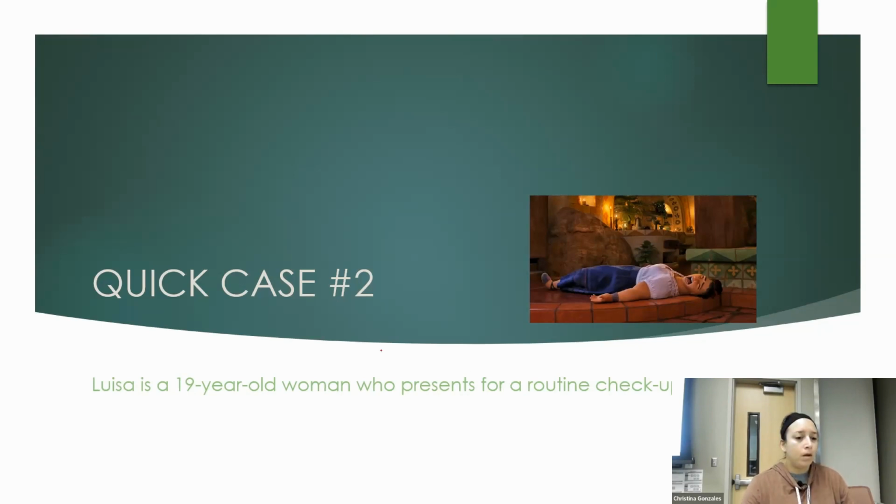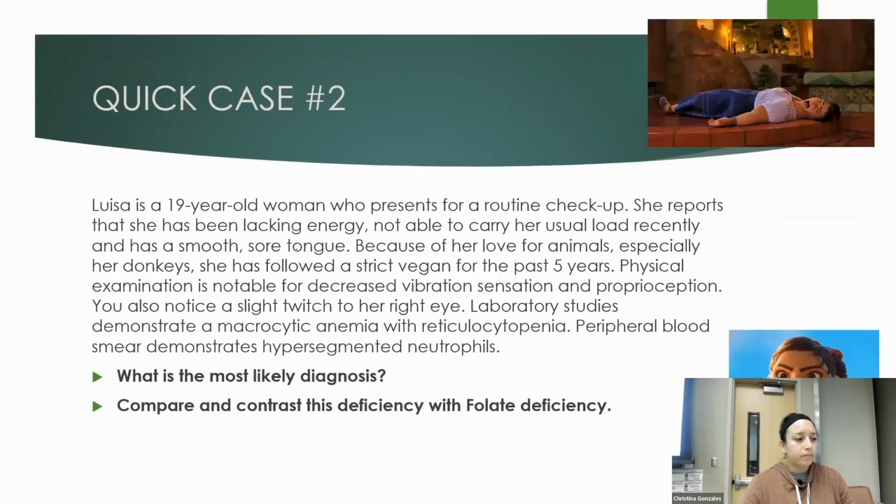All right. So case 2, routine checkup. She's 19, and she reports lacking energy. Who doesn't report lacking energy? She hasn't been able to kind of carry her load. She also has a smooth, sore tongue. She's become a strict vegan over the past 5 years, so that's important information. She has decreased vibration sensation and proprioception on exam, and she also has a twitch. And on her labs, you notice a macrocytic anemia.